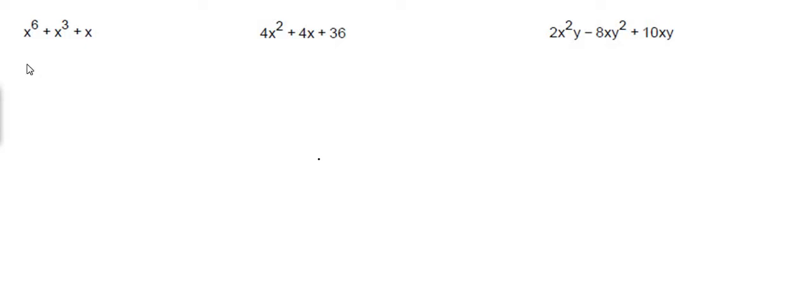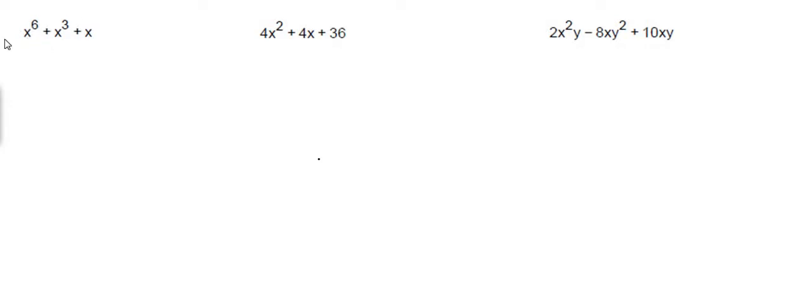Today I'm going to talk about how to factor the polynomial expression. Okay, so the first example is x to the power 6 plus x cubed plus x. So the first step, we're going to observe this expression and we find there are three terms.